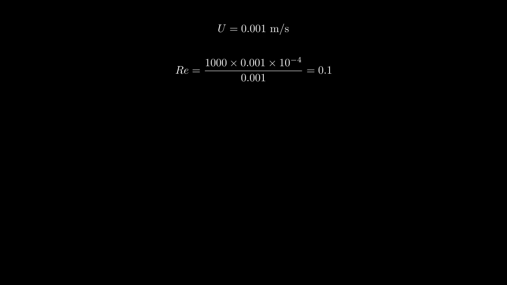Reynolds number of 0.1. A Reynolds number of 0.1 is far below the turbulent threshold. The flow is completely laminar. There are no turbulent eddies whatsoever to help with mixing. In laminar flow, molecular diffusion becomes the only mixing mechanism. Let's explore how long diffusion takes.